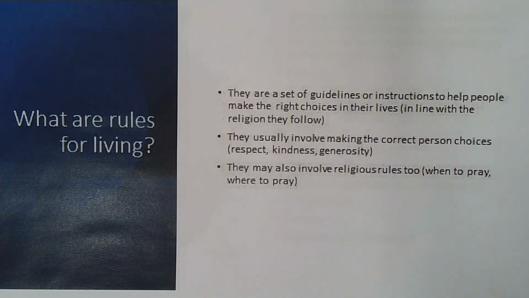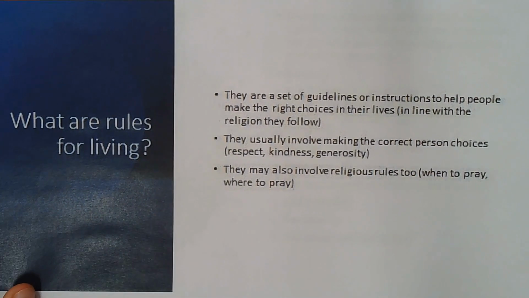So we've looked at Christianity, and we have looked at Hinduism, and we are looking at now Judaism and the rules for living there and how they differ from different religions. Rules for living usually involve making the correct personal choices such as respect, kindness and generosity, and those 3 attributes of people would really cross over across most religions. And finally, they may also involve religious rules too, when to pray and where to pray. So it's about being a good person according to your religion, as well as faith and when you should pray, where you should pray and how often.